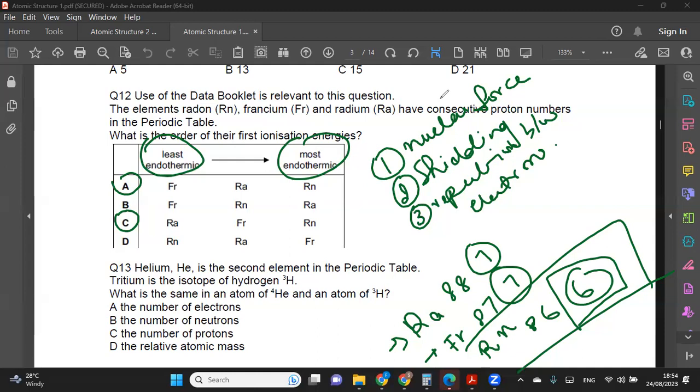It would be the same, no? Exactly, the shielding will be the same because the shells are the same. Since the shells are the same, the shielding is going to be the same. So there is no effect of shielding. Shielding is going to have no effect on the ionization energy. What about the electrons?